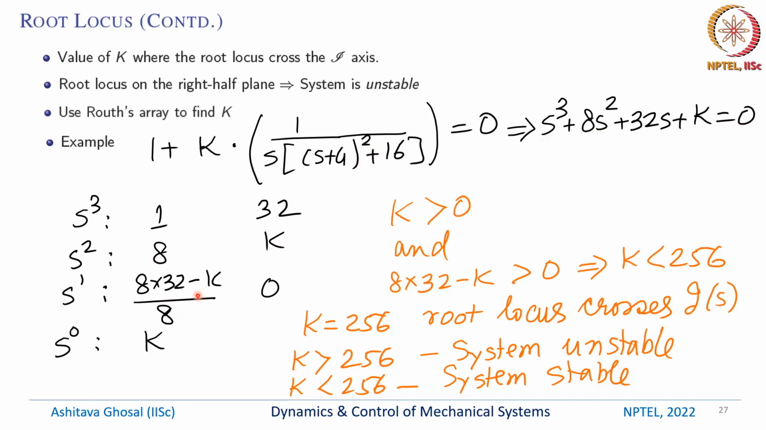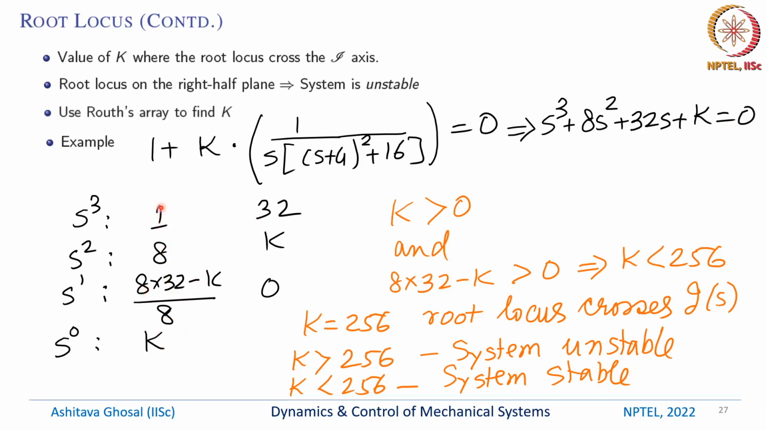So we can form this Routh array. s cubed is 1 and 32, so this is 1 and 32. s squared is 8 and k. So s to the power 1 is 8 into 32 minus k divided by 8, and then this row, 8 into k minus 0 divided by 8, will give me k.